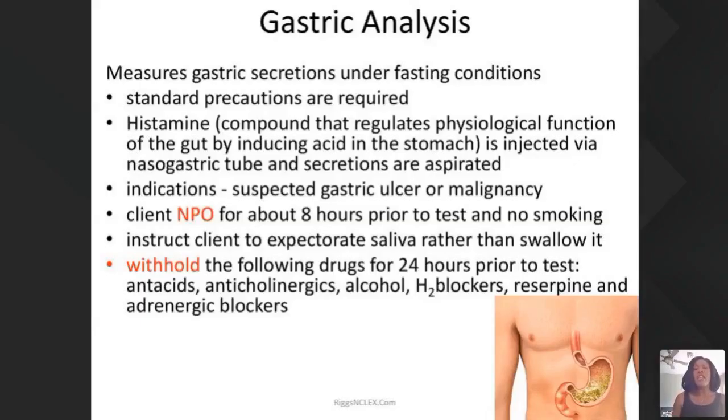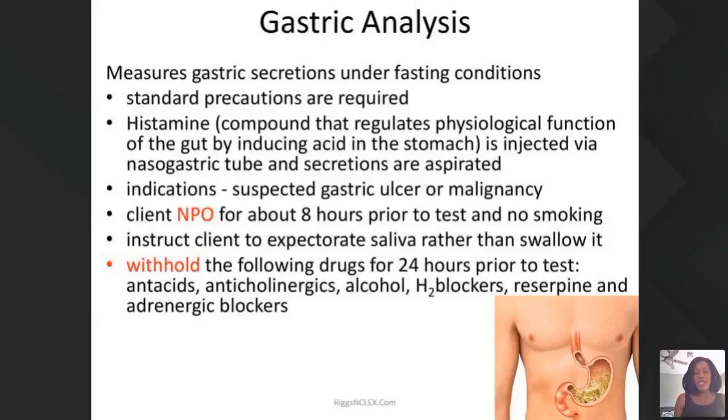There's something we use called histamine. Histamine regulates the function of the gut, which causes you to make stomach acid. That's given via the nasogastric tube. In other words, we're going to make you have heartburn. That's really what we're doing. We're causing a heartburn, and then we want to analyze that.